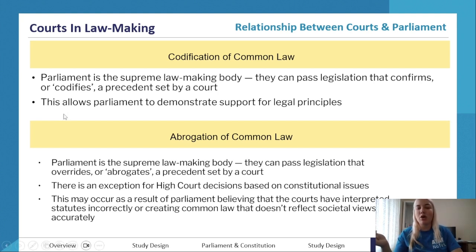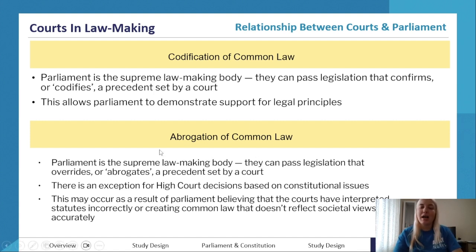Now, abrogation is the opposite. This is where they disagree and they can pass legislation that overrides or abrogates a precedent set by a court, saying they don't agree with it and they're taking it out. And of course, because courts must follow statutory law when making their judgments, this means they will now have to follow whatever Parliament changed the law to. So whatever precedent that existed, it's going to be gone. It's going to be abrogated.